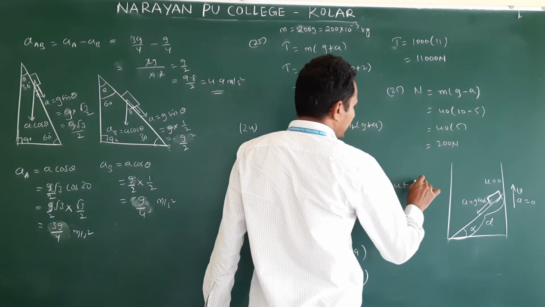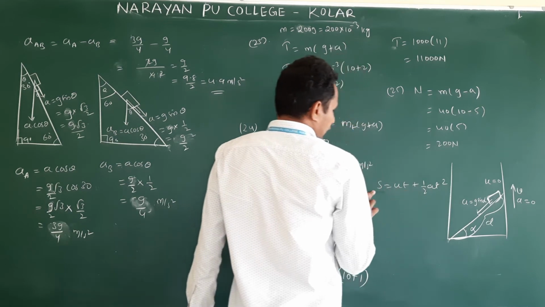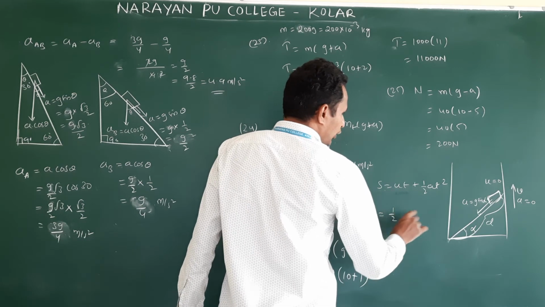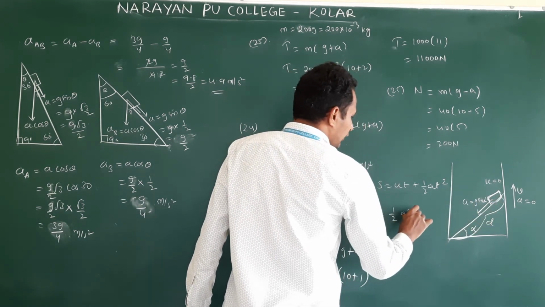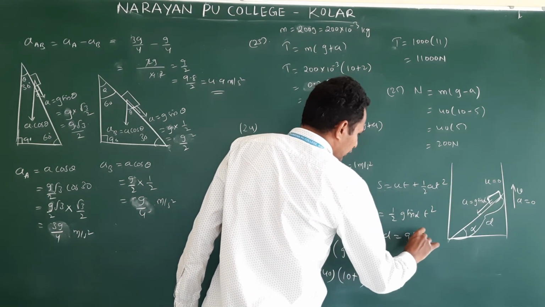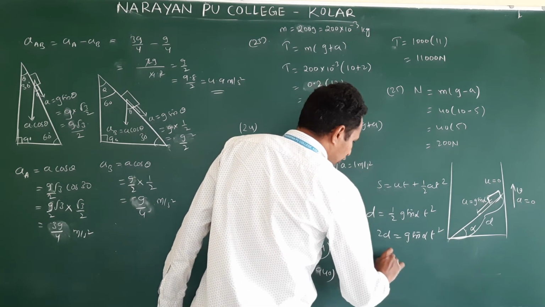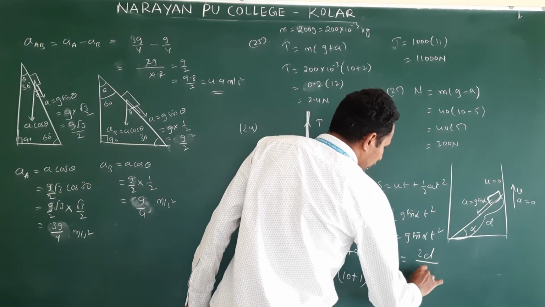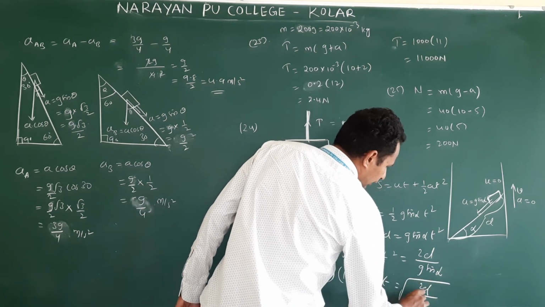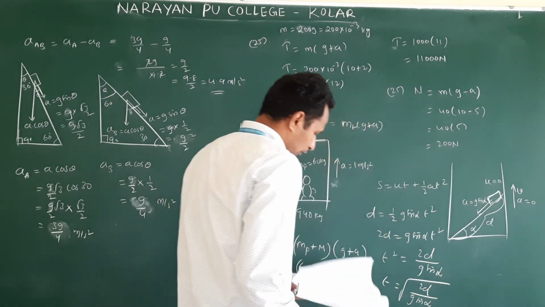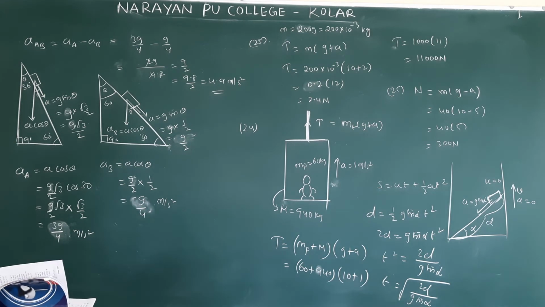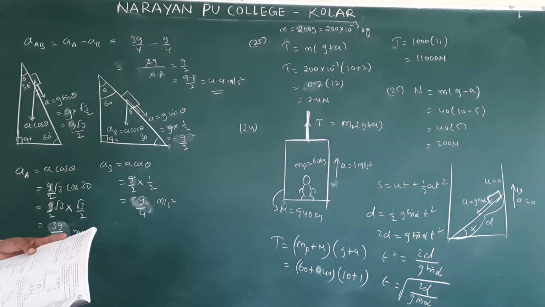Then which formula is there? S is equal to ut plus half at square. Displacement means the length of the inclined plane, d. Initial velocity 0. Half, and the acceleration along the inclined plane is g sine alpha, t square. So how do we write this? 2d is equal to g sine alpha t square. If you make t square the subject, it is 2d by g sine alpha. T is equal to root of 2d by g sine alpha. Check this answer, 26th, they gave options. Yes, correct.